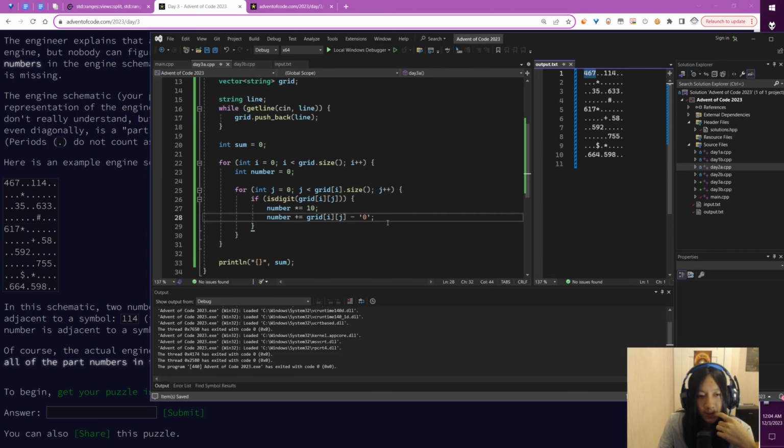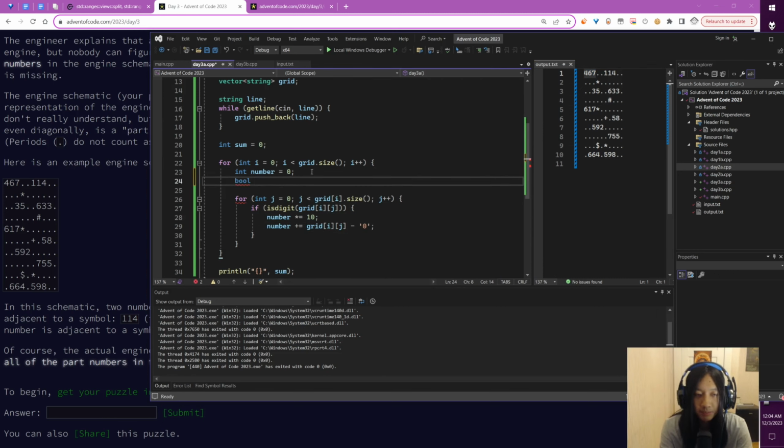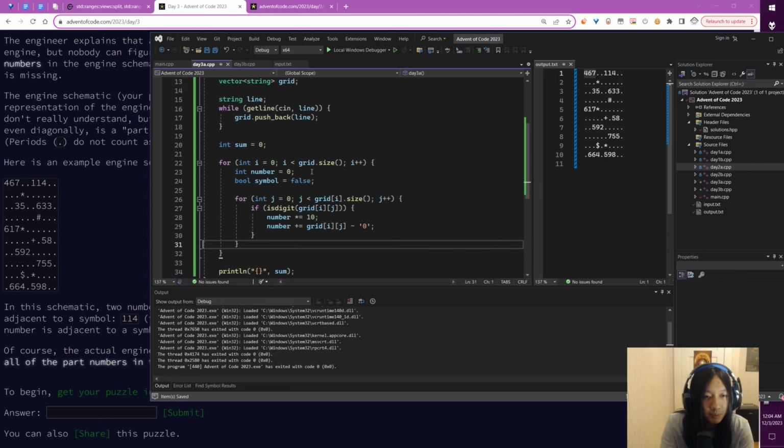So we should have the number, but we have to keep track of whether we have a symbol or not. So, you know what, it starts at false, and if we find a symbol, then it's true. Okay.